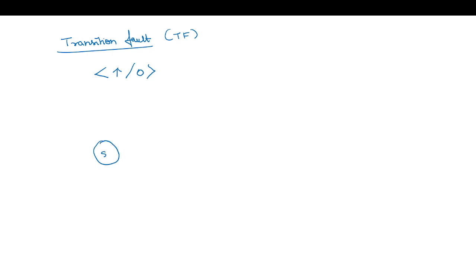Now let's consider another fault type, which is transition fault, represented by TF. So any rising transition, but still it remains in the 0 state. So we have S0 S1 states. The transition is from 0 to 1. So this transition is now removed.